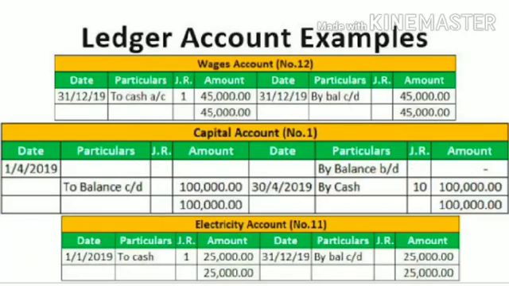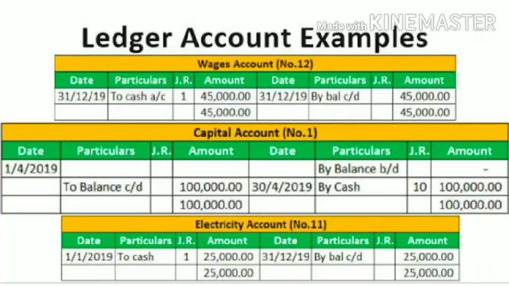The second step is, in the particulars column, the name of the account to be credited is entered preceded by the word "to". The third step is, in the journal folio column, the page number of the journal on which the journal entry appears is recorded. The fourth step is, the amount of the entry is recorded in the amount column.